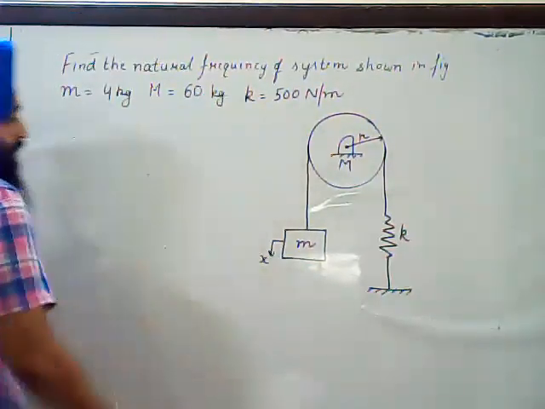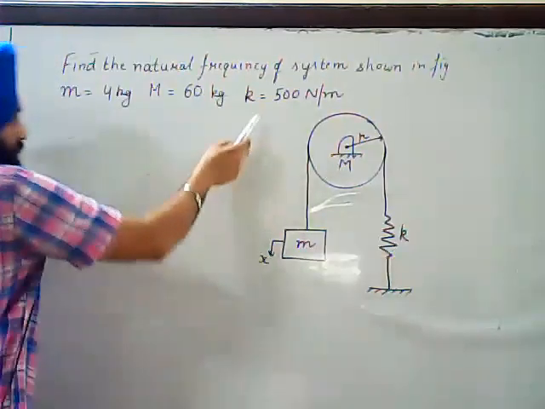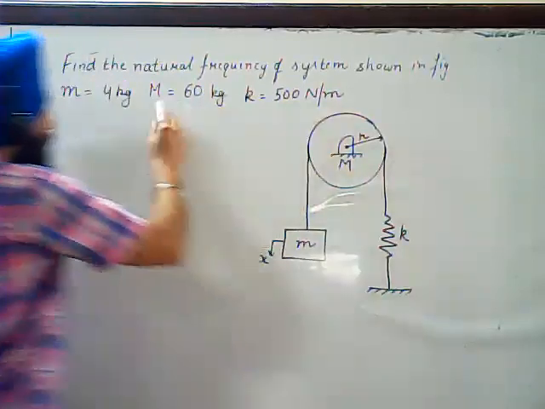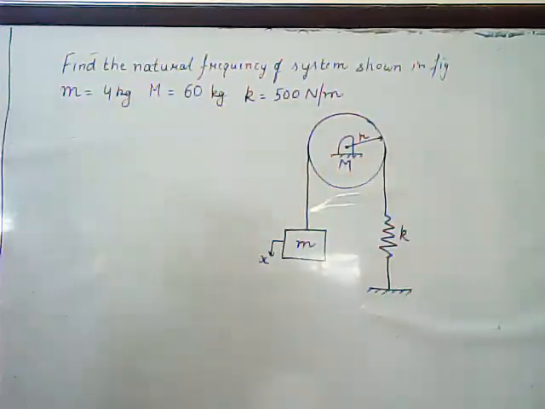The mass will be 4 kg and the stiffness of the spring is 500 Newton per meter. And the mass of this pulley, that is capital M, will be 60 kg. So we have to find the natural frequency of the system. So here we will apply the energy method.